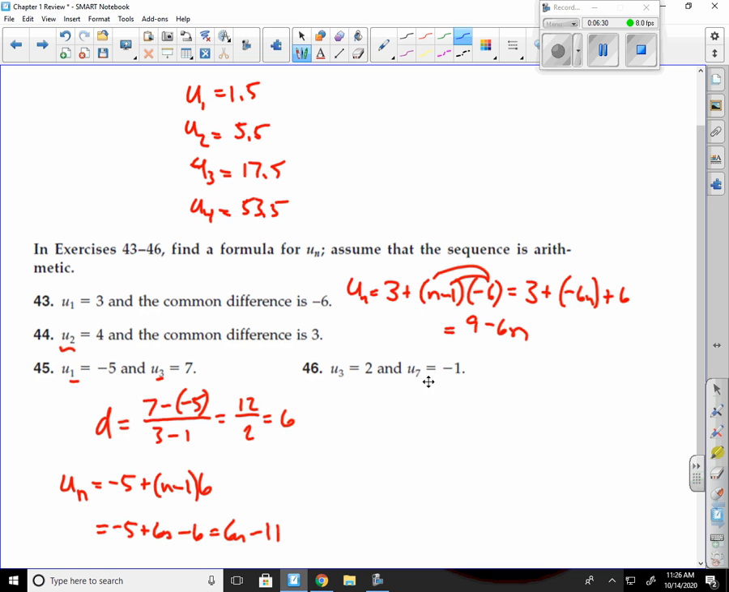Number 46, kind of doing the same thing here. I'm going to do u sub 3, which is 2, minus u, oh, sorry, I thought that was u sub 3, and u sub 1 is u sub 3 and u sub 7. So I do negative 1 minus 2 divided by 7 minus 3. Negative 1 minus 2 is negative 3. 7 minus 3 is 4.